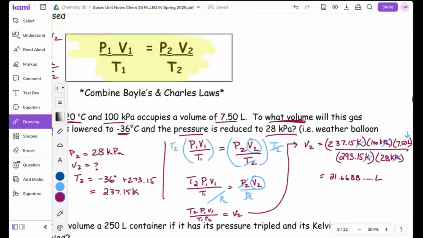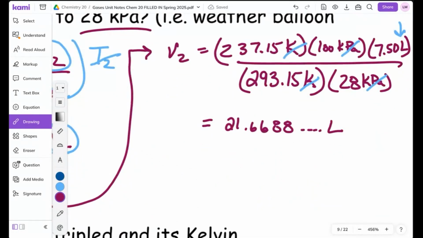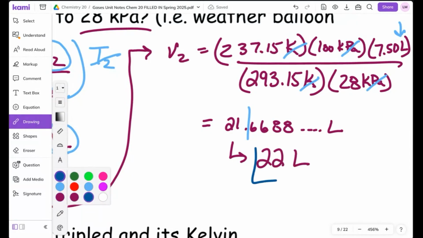Okay, so if I look at our question here, the value that has the least amount of significant digits, or however many sig digs we should go to, is 2 because of this 28 kilopascals as well as the negative 36 degrees Celsius. So that's going to mean that my cutoff line is right on the decimal. So this is 22 liters for our final answer.